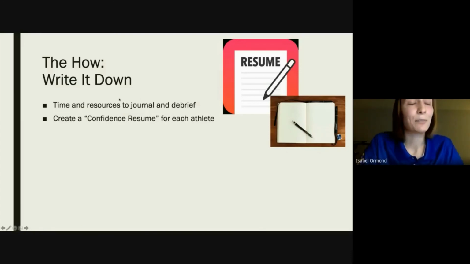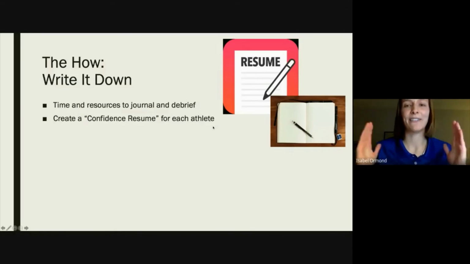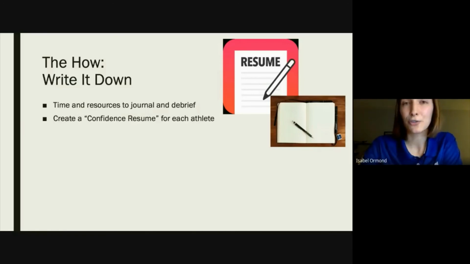With our U16 provincial team, technically last year, because nobody played in the real last year, I had a confidence resume. So every player was given a blank piece of paper. They wrote their name on it, and athletes and coaches have the ability to write an anchor or strength for that athlete on their paper. So if I think Sarah is a great passer, I might go to her paper and write excellent passer. If I think Robin's an excellent three-point shooter, I might write three-point shooter onto her resume.